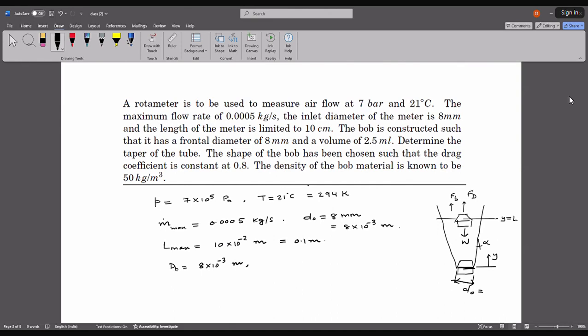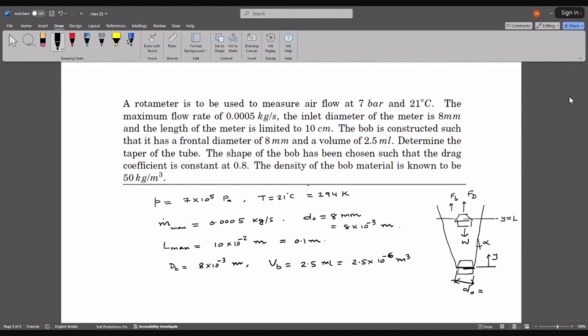And the volume of the bob is 2.5 milliliter. That is 2.5 into 10 to the power minus 3 liters, so 2.5 into 10 to the power minus 6 meter cube. 1 milliliter is 10 to the minus 3 liter, and 1 liter is 10 to the power minus 3 meter cube. So you get 2.5 into 10 to the minus 6 meter cube.